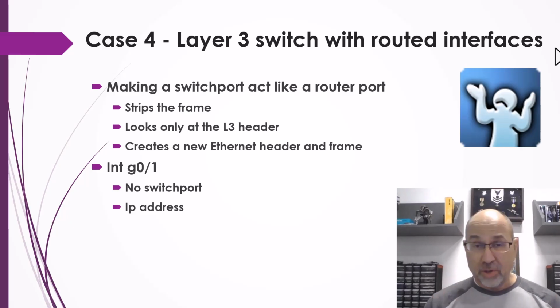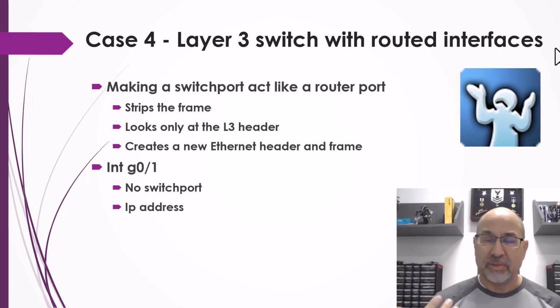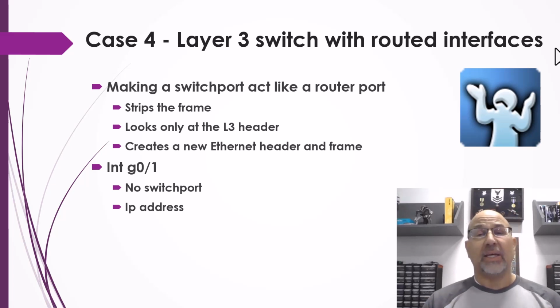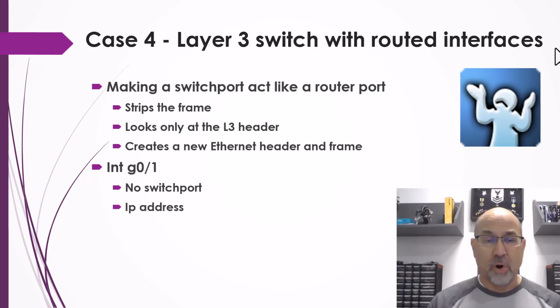And so what we're going to do is make a switch port act like a router port. This is different than the switch virtual interface. When you do that, it behaves just like a router interface, right? It looks only at the layer 3 header, just like a router would, right? It understands that it's my MAC address, but it's going to examine things at a different layer. When it needs to forward something, it will create a new Ethernet header and frame for forwarding.